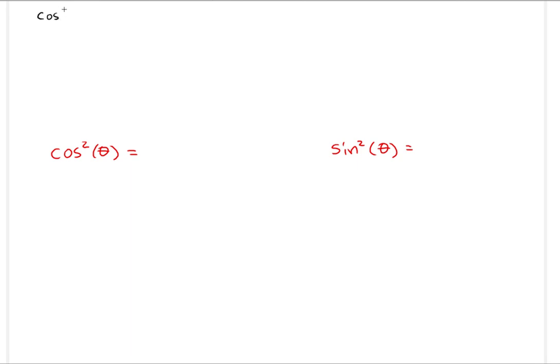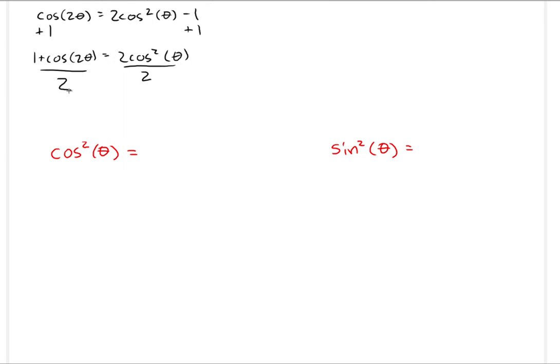So this one is coming from this double angle formula for cosine that we had on the previous page. So I add 1 to both sides. So this is going to be 1 plus cosine 2 theta equals 2 cosine squared theta, and then divide by 2. So that gives me my power lowering formula, 1 plus cosine of 2 theta all over 2.